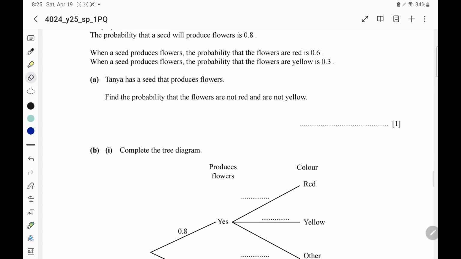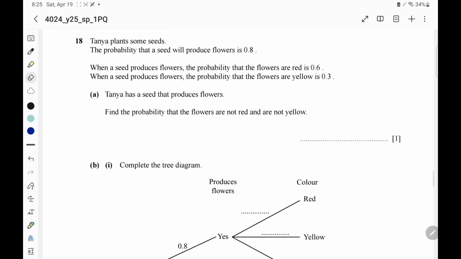Tanya plants some seeds. The probability that the seed will produce flowers is 0.8. When the seed produces flowers, the probability that the flowers are red is 0.6, and the probability that the flowers are yellow is 0.3. Tanya has a seed that produces flowers. Find the probability that the flowers are not red, not yellow. So it means that if the total is 1, not red and not yellow means we exclude 0.6 and 0.3, that is equal to 0.1, the answer for this part.